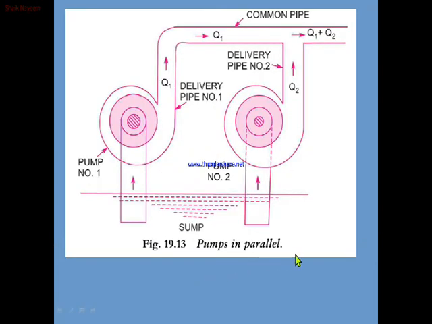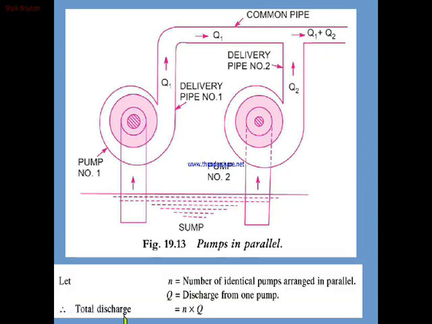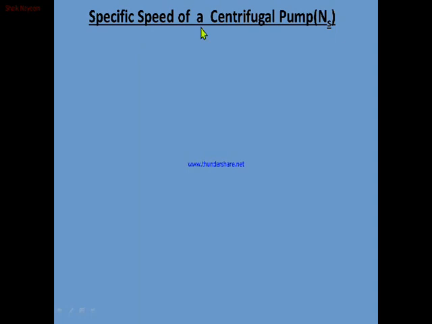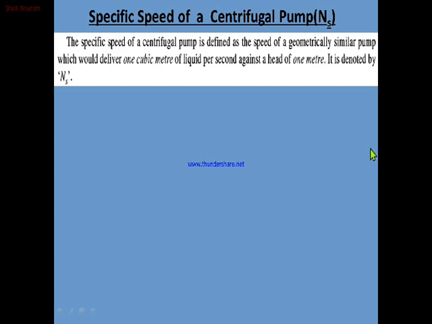The second one is pumps in parallel. We have pump 1 and pump 2. These two pumps' discharges are connected at this point. Here we'll calculate the total discharge, where small n is the number of identical pumps arranged in parallel, and Q is the discharge from one pump. Now the specific speed of a centrifugal pump, denoted by capital Ns. The specific speed of a centrifugal pump is defined as the speed of a geometrically similar pump which would deliver 1 cubic meter of liquid per second against a head of 1 meter.